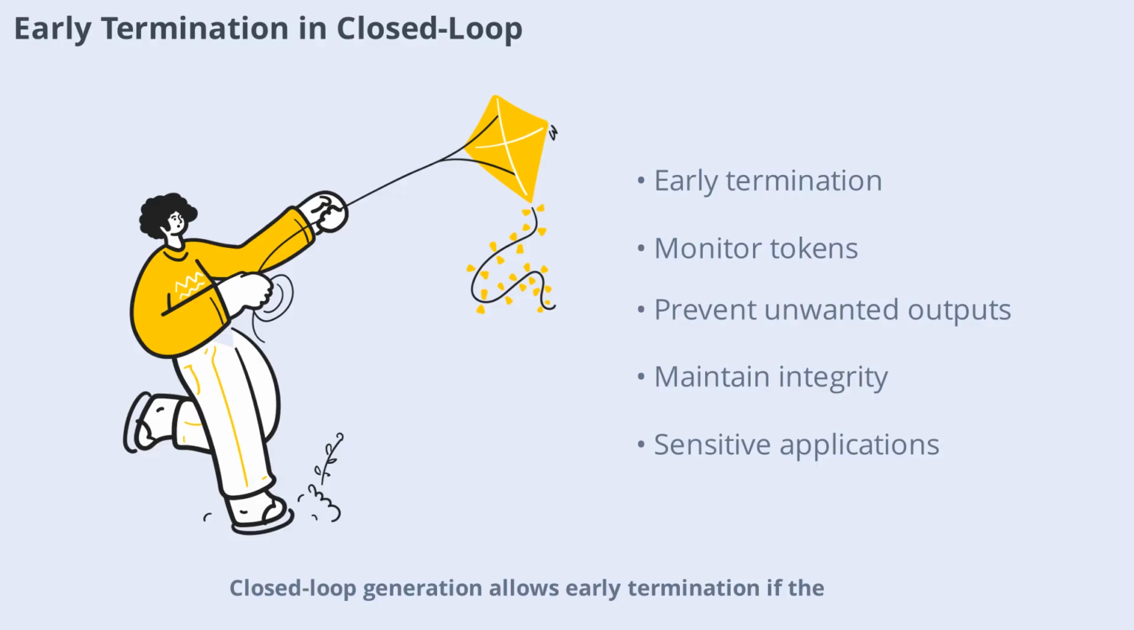Closed-loop generation allows early termination if the LLM shifts off-topic or triggers safety blocks. Monitor tokens dynamically and stop generation when necessary. This approach prevents unwanted outputs and maintains system integrity, especially in sensitive applications.